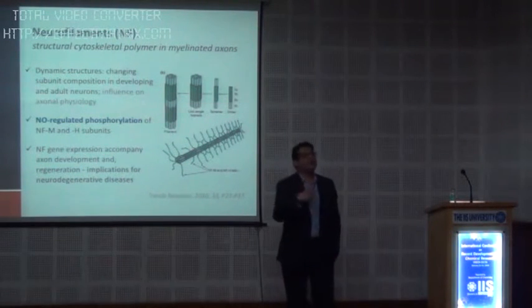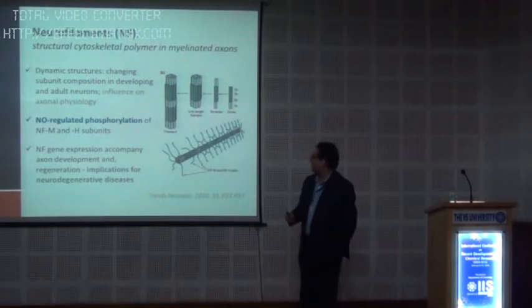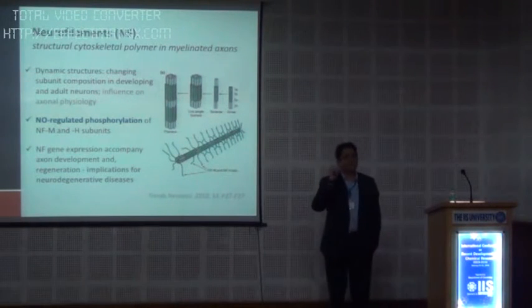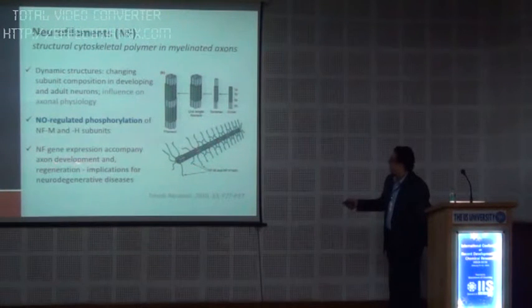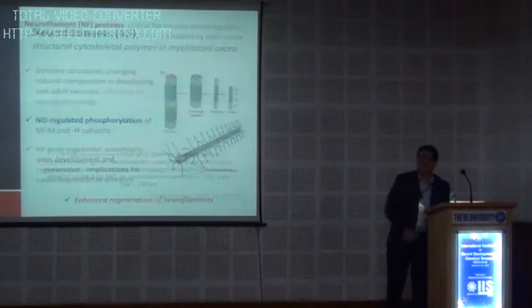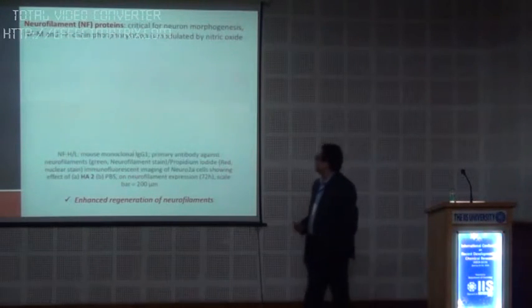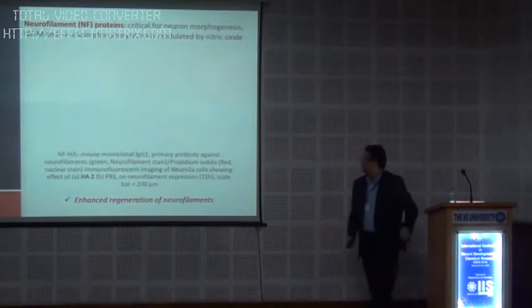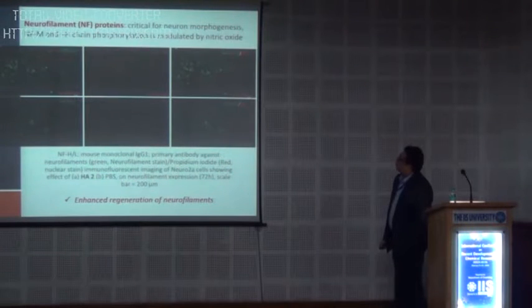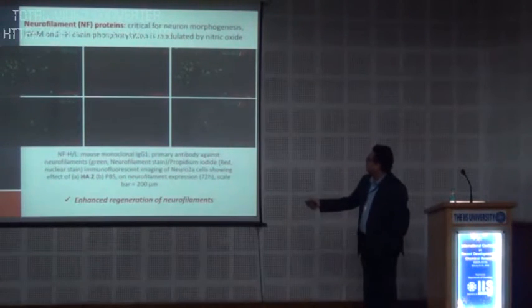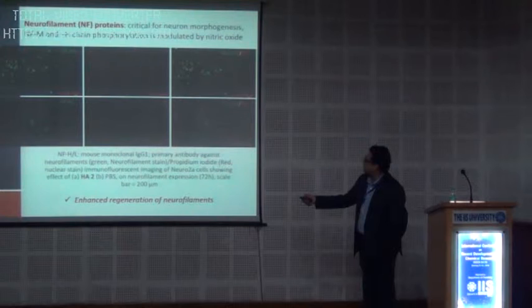So if you were to have more nitric oxide, you would phosphorylate. Phosphorylate means you are going to put phosphate groups on these proteins, and that essentially is responsible for axonal development and axonal regeneration. So we wanted to check again what kind of overexpression we have with these neurofilament proteins, and here is the result. I'm not showing you all the controls, but only one control with phosphate buffered saline, just aqueous solution, no compound, and here we have the compound.